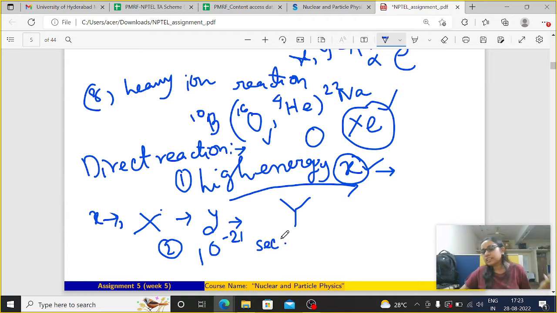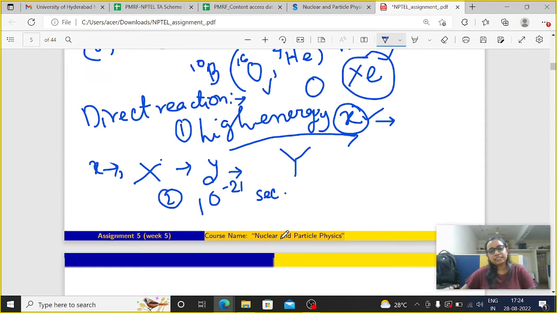What does it mean? It means that one target nucleus is there and the projectile is here. So one projectile will come and just hit the target nucleus and come back, or it will be absorbed and all these things. But the whole process will be within 10 to the power minus 21 second. That means it will be a very short term process. This is the second property of direct reaction.